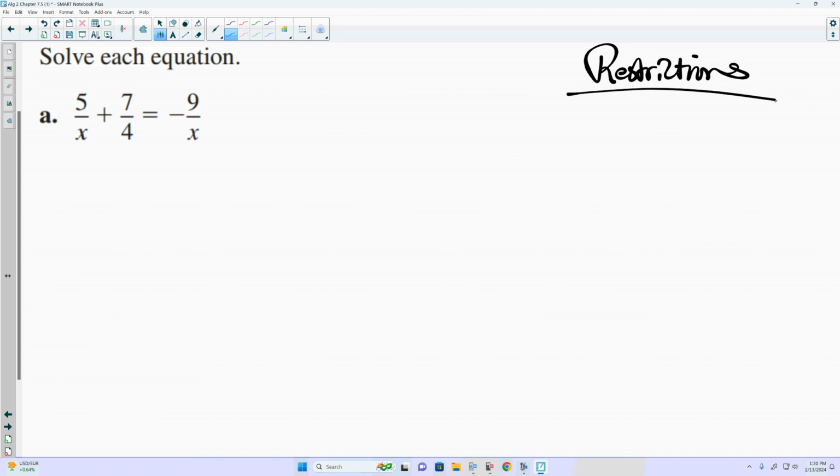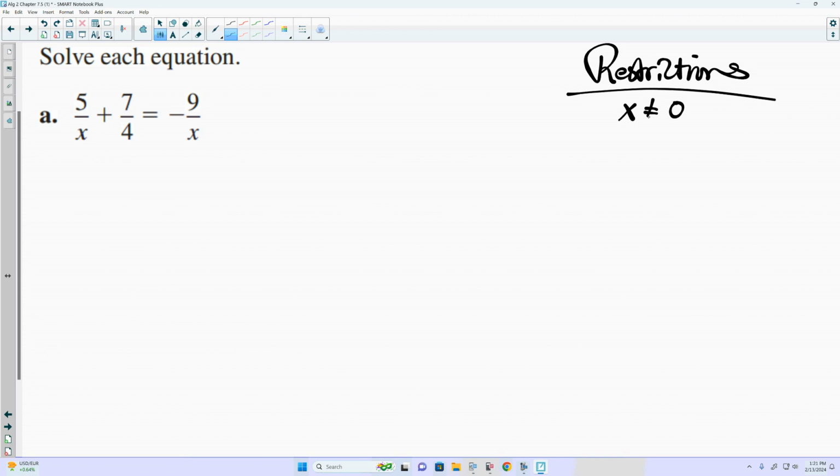Luckily for this next one, the restrictions are pretty easy to find. So we have 3 spots. We have 5 over x, 7 over 4, and negative 9 over x. Now we have 3 denominators, x, 4, and x. Well, 4, there's no way to change its value. There is no variable there. But the other 2 spots, it's just x. And what value of x will make this be 0? 0. So x cannot be 0.